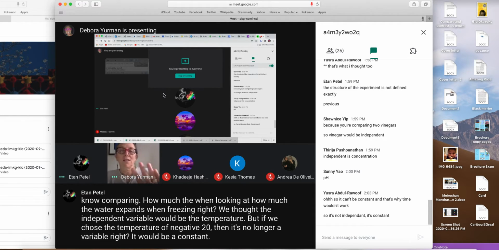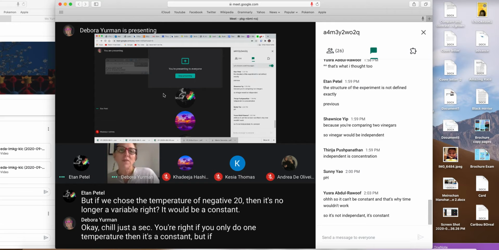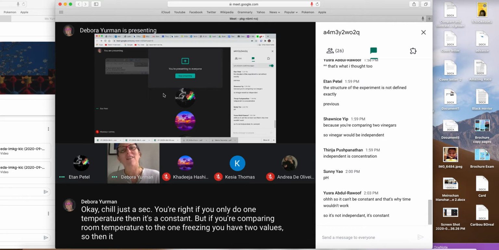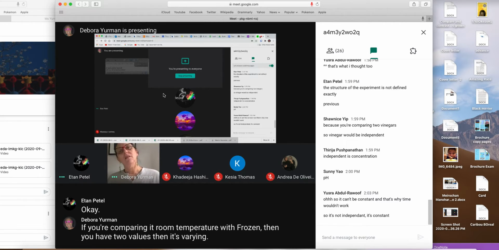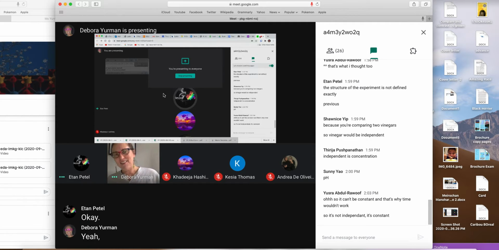You're right. If you only do one temperature, then it's a constant. But if you're comparing room temperature to the one freezing, you have two values. So then it is an independent variable. If you're comparing room temperature with frozen, then you have two values, then it's varying. Does that help?